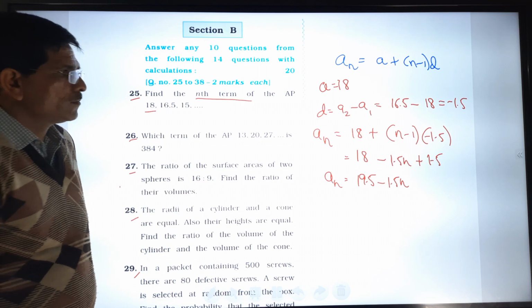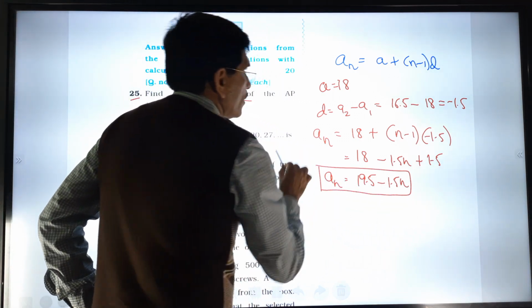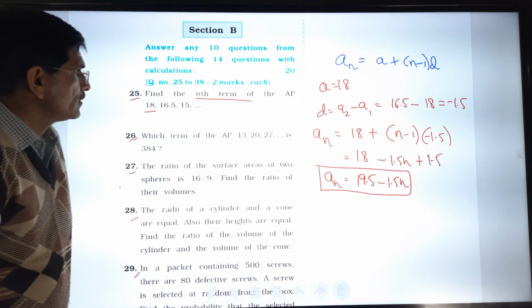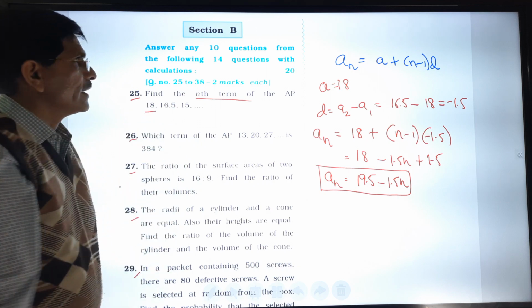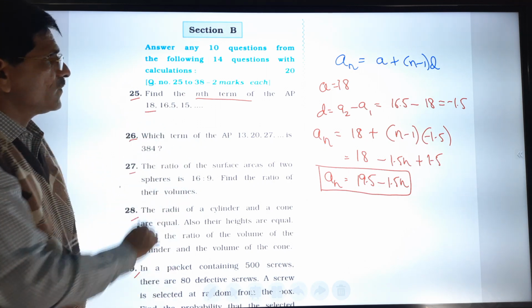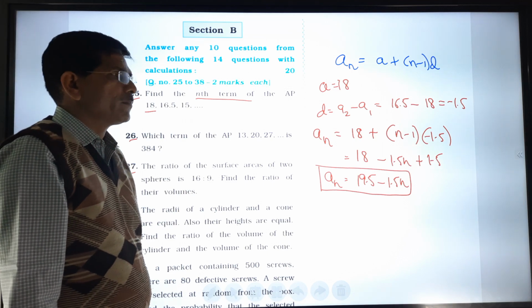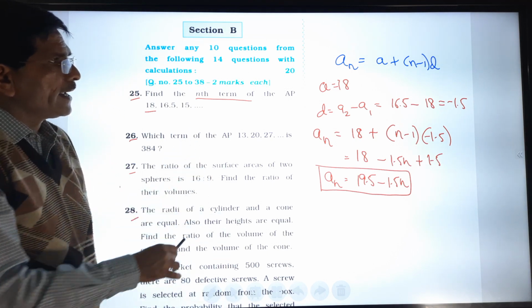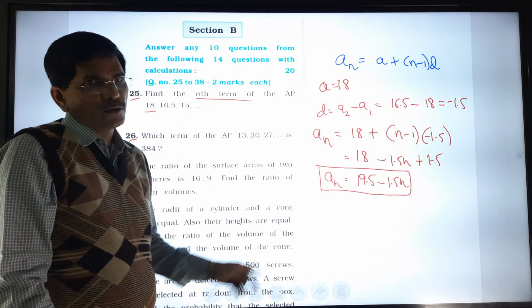Why are we doing it like that? Again I say to you, because of cross verification. What is the first term? That is A, that is 18. What is the difference? 16.5 minus 18, that is minus 1.5. Now put A and d in the equation, then we can solve. I hope you have written it now.